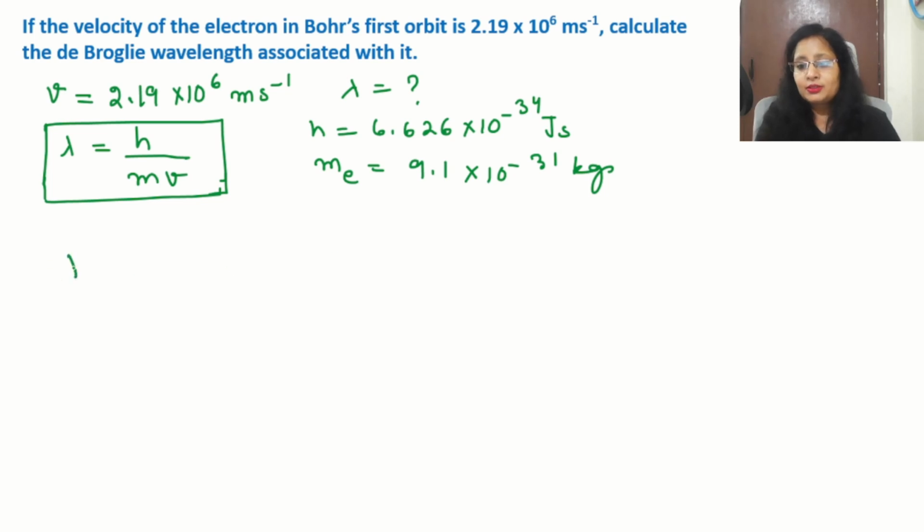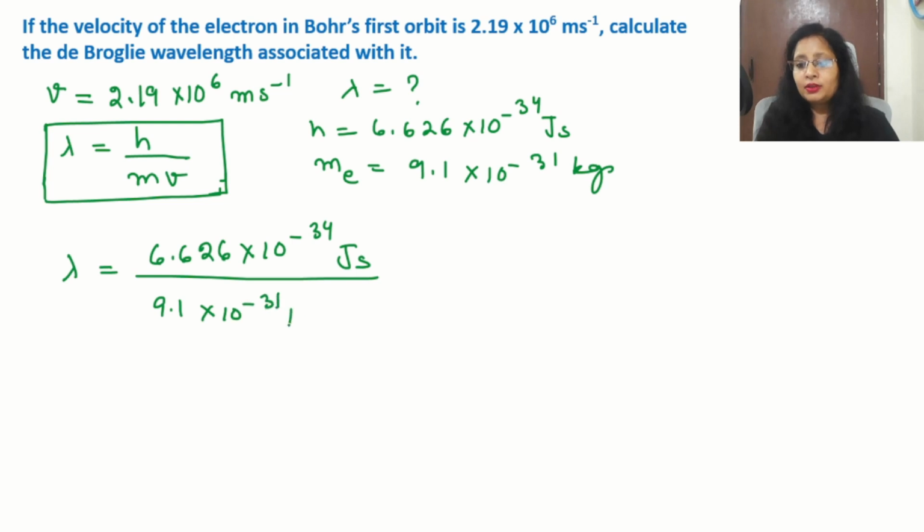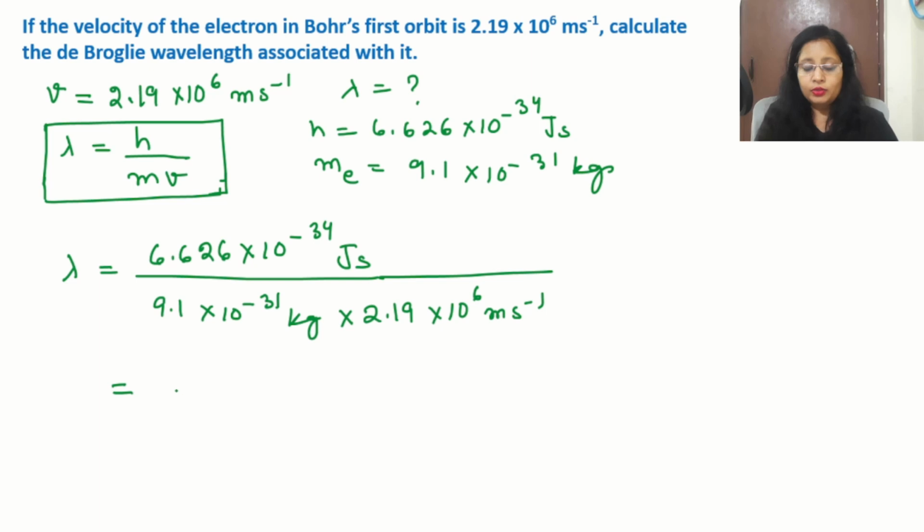So let's start. Lambda will be h, which is 6.626 into 10 to the power minus 34 joule second, upon mass 9.1 into 10 to the power minus 31 kg multiplied by velocity, which is given 2.19 into 10 to the power 6 meter per second. Now doing the numerical calculation, we will get the value here 3.32 into 10 to the power minus 10 meter.